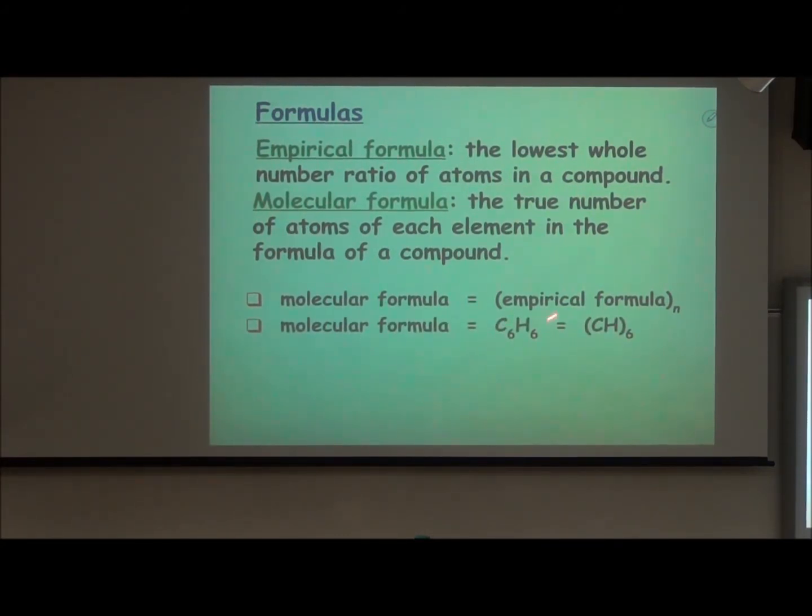So here's a simple example. The molecular formula of this compound is C6H6. Clearly we can see that there's 6 of each in there, so we can factor out the 6 and we get (CH) in parentheses with a 6 outside, where the 6 is your n value. So our empirical formula is not the (CH)6. The empirical formula is just the CH.